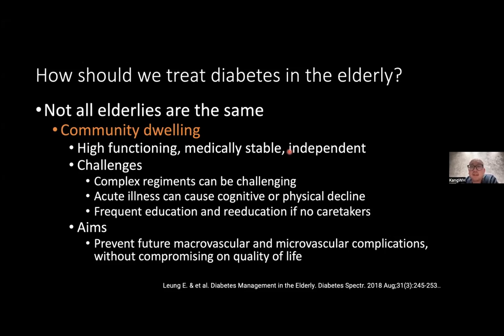And sometimes if they stay alone, you might need to frequently educate them or counsel them, and again and again reinforce them, especially if they stay alone. So in this group of patients, our aim is that we want them to have a good quality of life, and of course we will want them to control their sugar profile as well, in order to prevent future macro and microvascular complications. So in other words, you want them to live happily, but again, you don't want them to develop kidney or heart complications. So it's a balance. Okay.